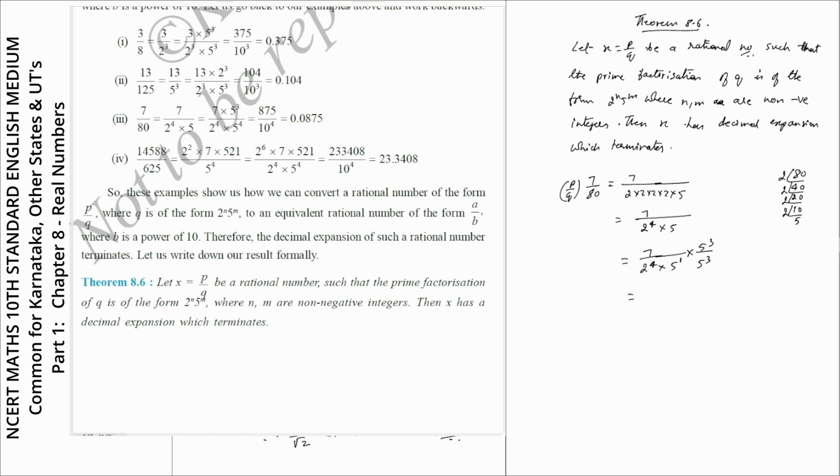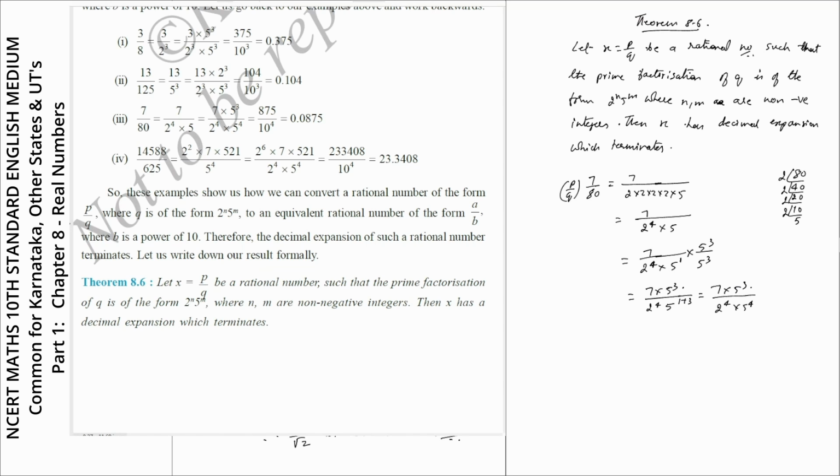So what I will get is 7 into 5 power of 3 divided by 2 to the power of 4 into 5 power of 1 plus 3. So this is equal to 7 into 5 power of 3 divided by 2 power of 4 into 5 power of 4.